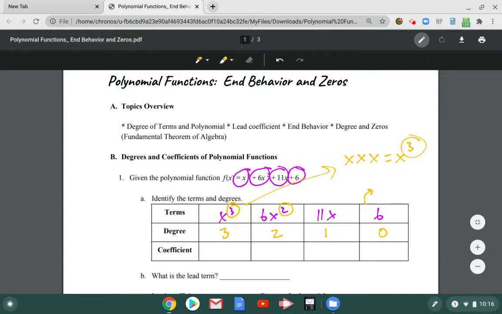We can think of any constant as having an x to the 0 attached to it. Not really helpful, but it is for the degree. 6x to the 0 is really just 6 times 1, because x to the 0 is 1. Okay, so just a little background there as to why we call that 0. So the number of x's being multiplied.